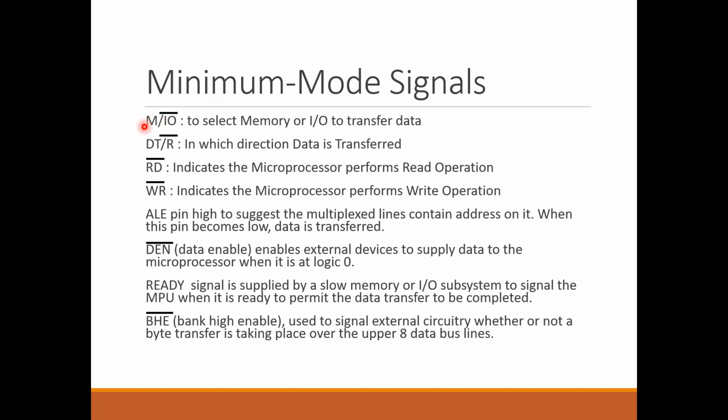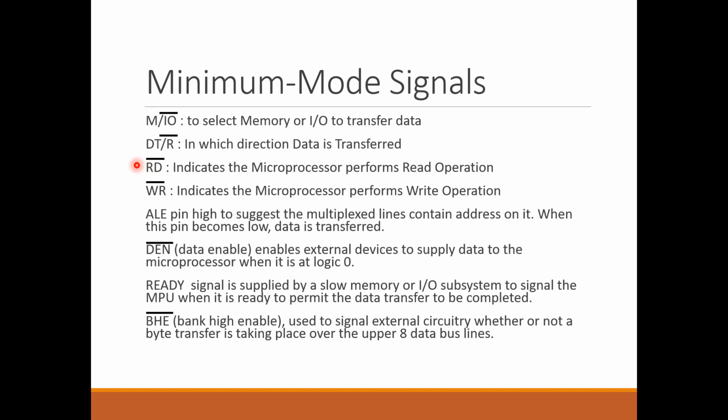This pin is used whenever the microprocessor wants to communicate with the memory or the I/O devices. If it is 1, that means it is communicating with the memory. If it is 0, it is communicating with the I/O devices, so through this pin the microprocessor can select a memory or an I/O device. Data transmit or receive: through this pin we can know in which direction the data is transferred. Is it transferred from the microprocessor to the memory, or is it received from the memory to the microprocessor?